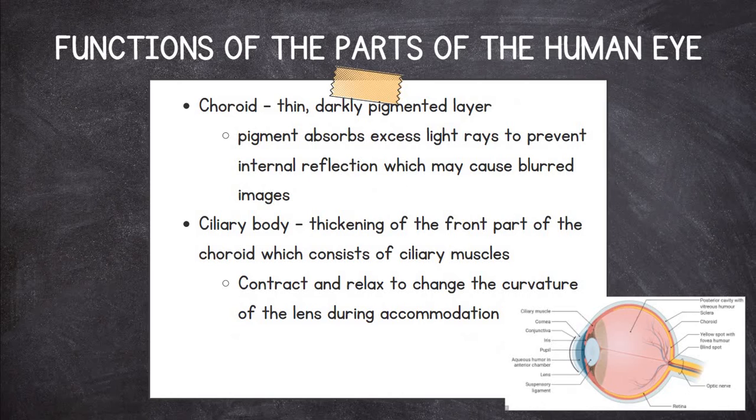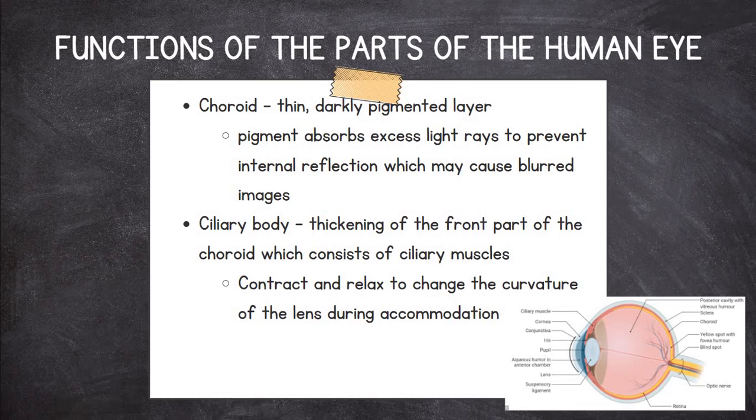Then we have the choroid. Now this is a thin, darkly pigmented layer. And the reason why it is pigmented is because the pigment has to absorb excess light rays to prevent internal reflection, which may cause blurred images.